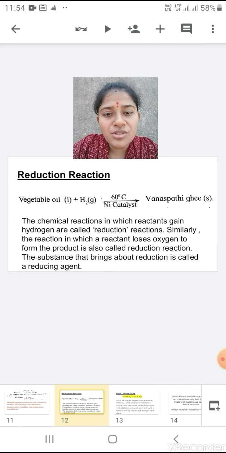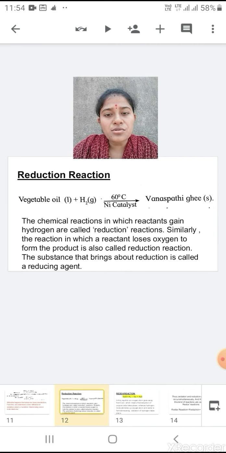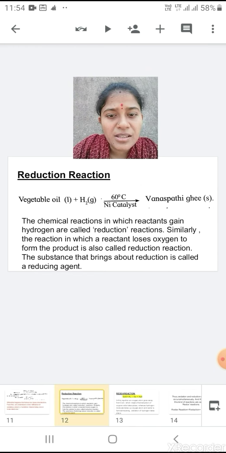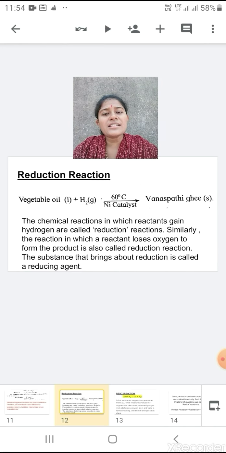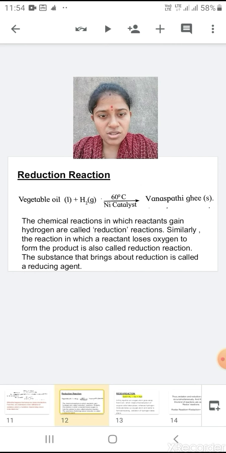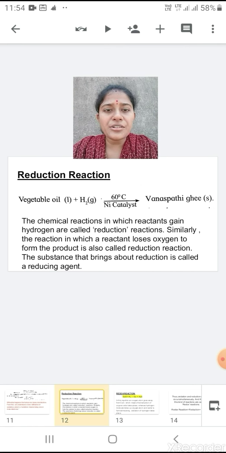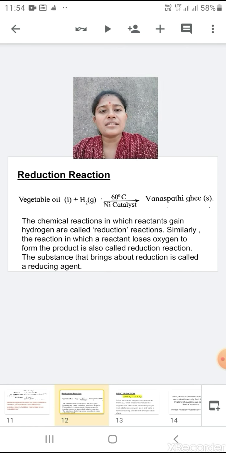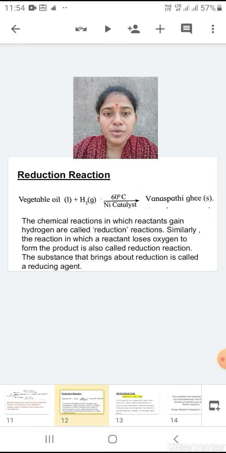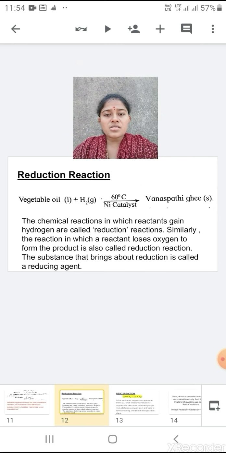Now you can see the example which is given here, vegetable oil. When hydrogen is added to vegetable oil in presence of nickel as a catalyst at 60 degrees Celsius, we get vanaspati ghee. Here you can see that hydrogen gets added to vegetable oil and vanaspati ghee is formed. So the chemical reaction in which reactants gain hydrogen is called reduction reaction. Similarly, a reaction in which a reactant loses oxygen to form the product is called reduction reaction. It's the opposite of oxidation. The substance that brings about reduction is called a reducing agent. The substance because of which reduction takes place is called a reducing agent.